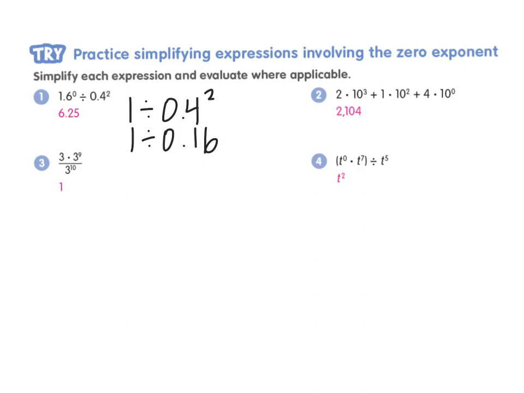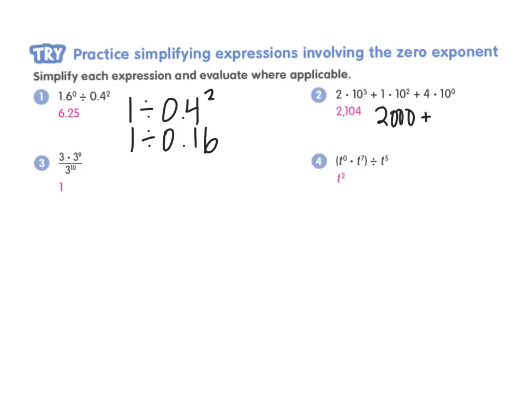All right, the second one here, let's do it step by step. Again, we're going to start with the multiplication, and then we're going to add after. So 2 times 10 to the power of 3. I'm going to do that in my calculator. I don't really need to, but you can do it in your calculator. 10 times 10 times 10, that's going to be 1,000. And then times 2, that's going to be 2,000.